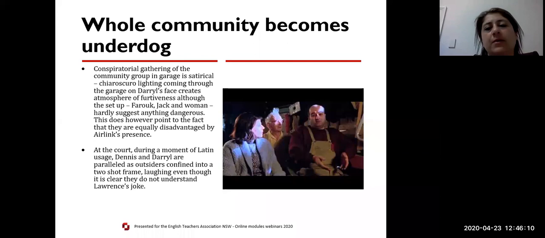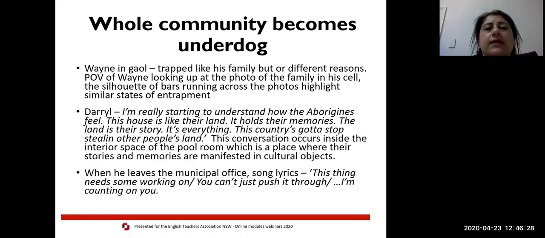So the whole community is an underdog because all of these figures are what we would consider battlers. All of these figures are what we would consider underdogs when we compare them to big institutions or corporate government, corporate business. All right. So we also see, in terms of an underdog, Wayne being trapped in jail. There's always this reference of Wayne sitting on his bed, looking up at the wall. The family photo is there, and railings are reflected from the prison, showing that he's stuck in here. And again, an institution is keeping him away from the family, even though it was his fault because he robbed a store.